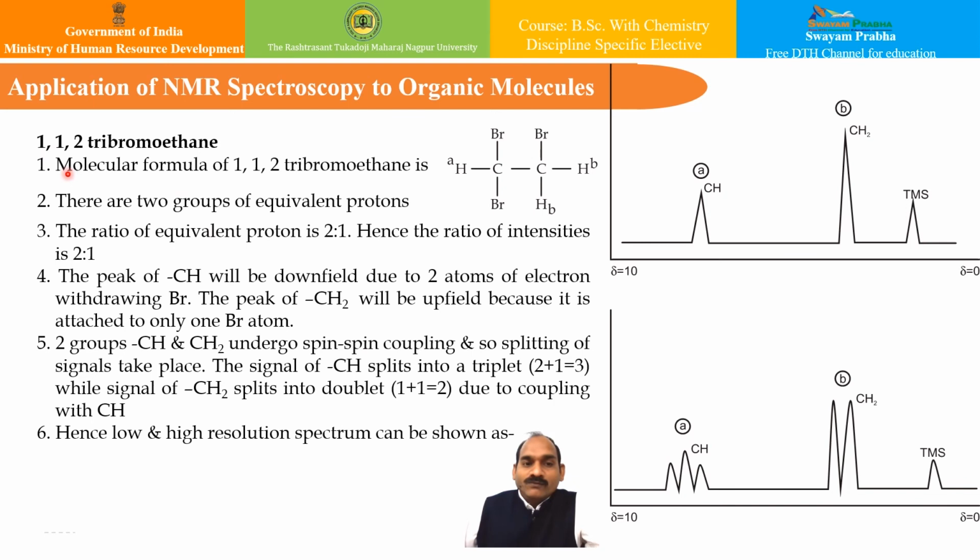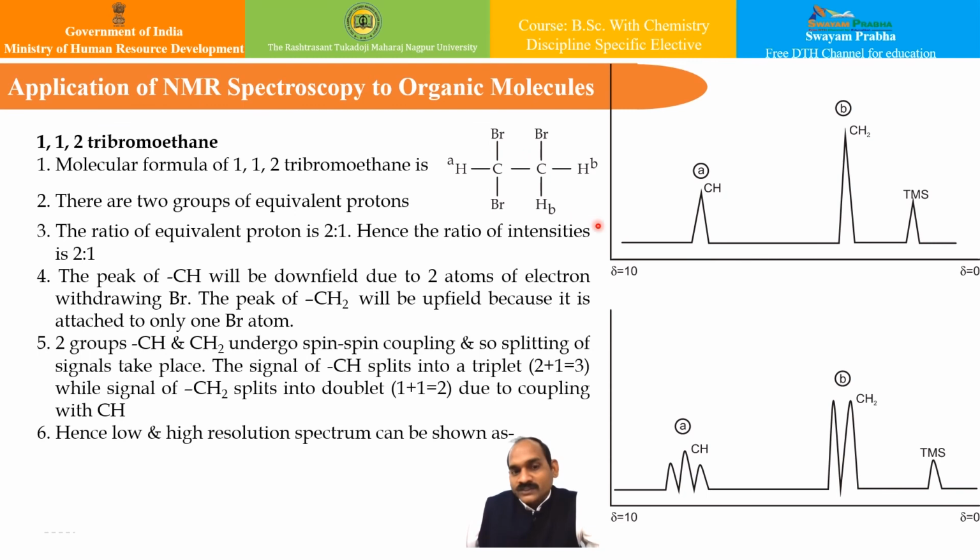Similarly, if I take the example of 1,1,2-tribromoethane, in this case there are two groups of equivalent protons, A kind and B kind. So if you see, this is A kind and B kind. The peak of CH will be downfield due to two atoms of bromine which are adjacent to it, and the peak of CH2 will be upfield because only a single bromine is adjacent to it.